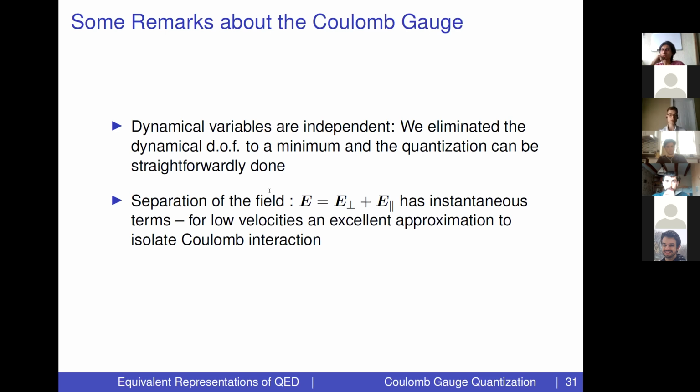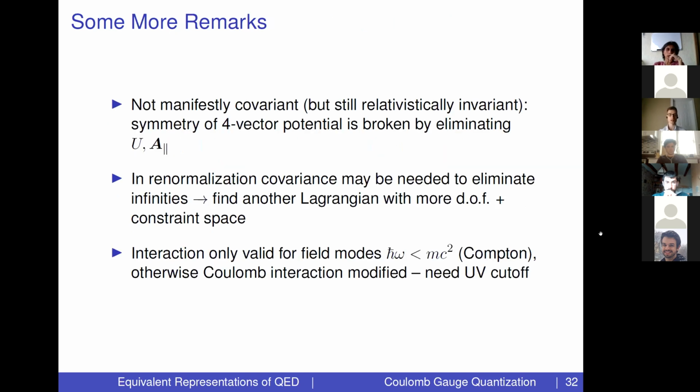The second one I mentioned before as well. So we separated the field in terms of longitudinal and scalar components with gauge, which both have instantaneous terms. Of course, for low velocities, it's a very good approximation, which isolates the Coulomb interaction between the charged particles. And because of its simplicity, this artificial separation has its advantages.